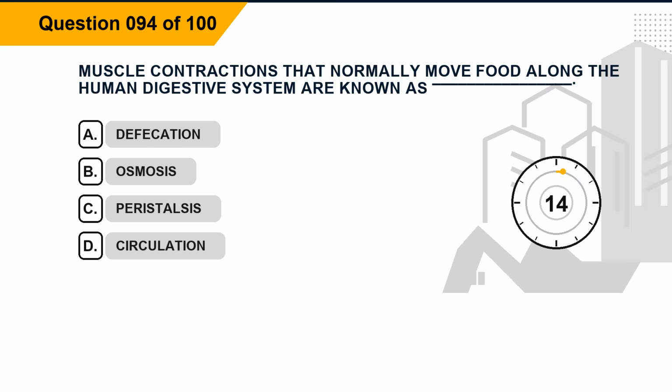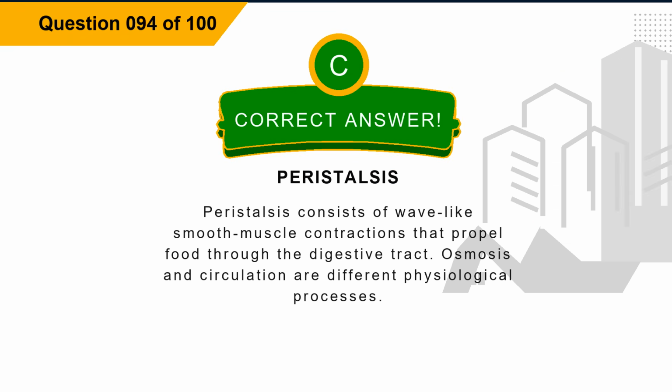Question 94. Muscle contractions that normally move food along the human digestive system are known as blank. Option A, defecation. Option B, osmosis. Option C, peristalsis. Option D, circulation. The correct answer is option C, peristalsis. Explanation. Peristalsis consists of wave-like smooth muscle contractions that propel food through the digestive tract. Osmosis and circulation are different physiological processes.